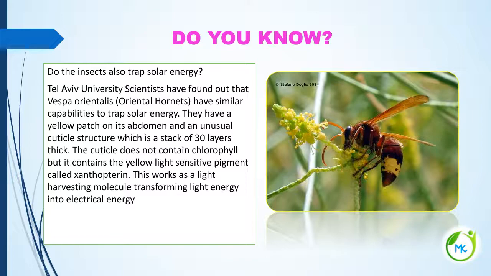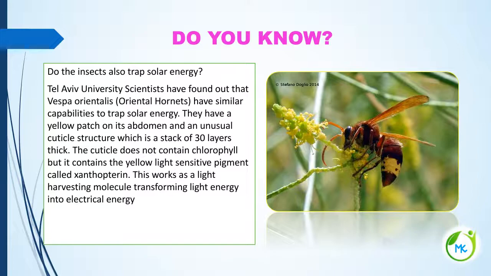For this process, they have a yellow patch on its abdomen and also it has got a thick cuticle. So cuticle is the covering layer. So it has got a stack of 30 layers thick cuticle. So this is the Vespa orientalis insect. So the cuticle does not contain chlorophyll, but it contains yellow light sensitive pigment called xanthopterin. So this xanthopterin is going to trap the sunlight.